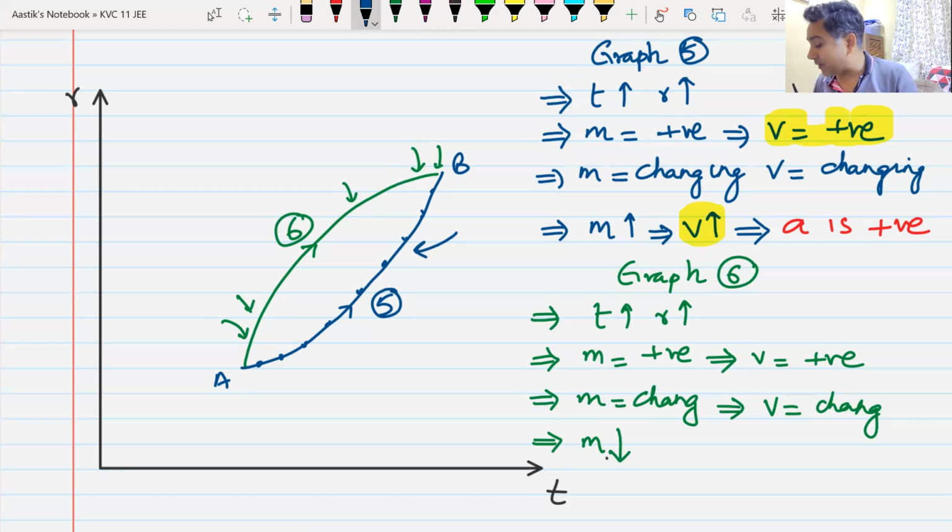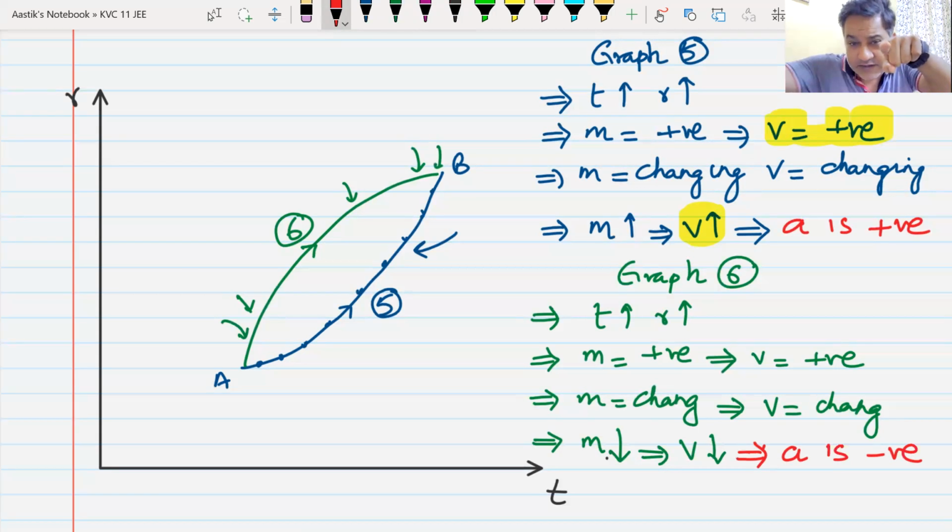So here in this case, the slope is decreasing. That means what happens to the velocity? Velocity decreases. What can you say about the acceleration? Acceleration is negative. If velocity is positive, acceleration is negative. That is how you can find out about the acceleration of the particle from the position-time graph. Do we understand this, everyone?